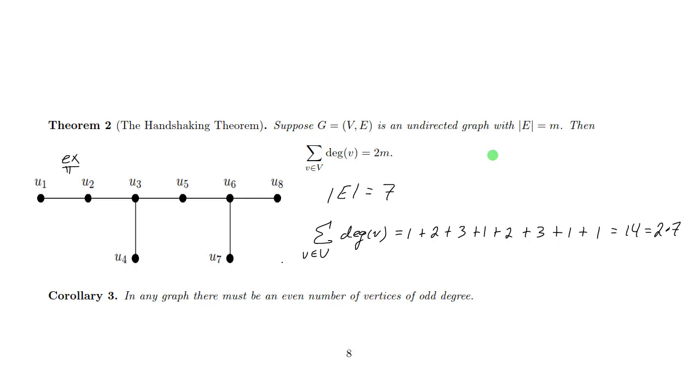And a corollary to that says that in any graph, we're going to have an even number of vertices of odd degree, because we're ending up with an even result here. So the sum of the degrees is always even, which means that I can't have an odd number of odd degree vertices. Otherwise, the sum would end up being odd instead of even.